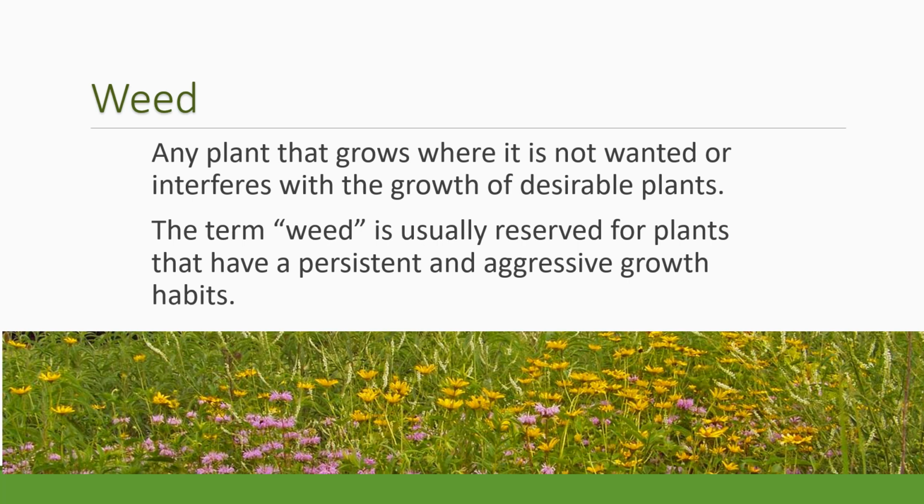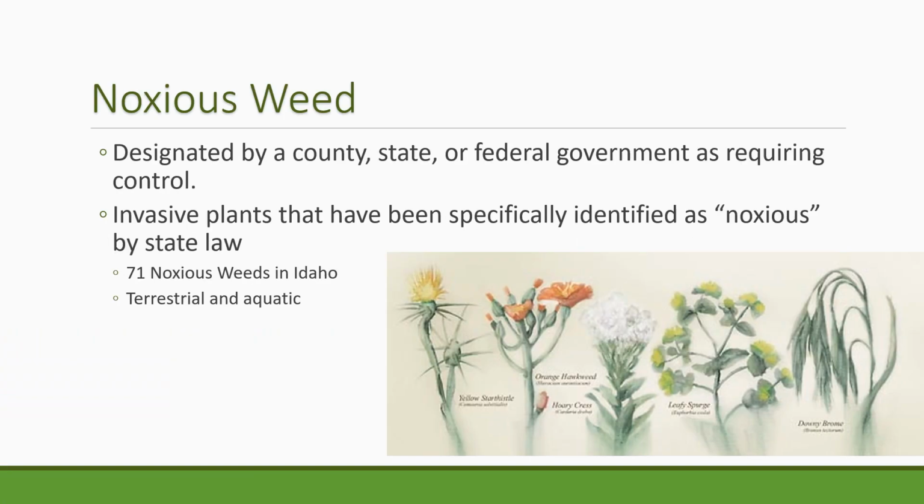The term weed is really general, and when we talk about weeds in this class, I'm really going to mean that it's a plant that's not wanted. So it has some undesirable characteristics that make it unwanted. The term weed is usually reserved for plants that are aggressive and persistent in their growth habits. So it's not things that are just sort of out of place, but usually we use the term weed because this plant is changing the ecosystem. It's invading into an ecosystem.